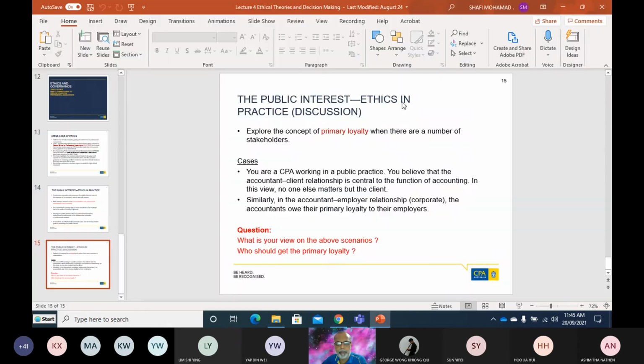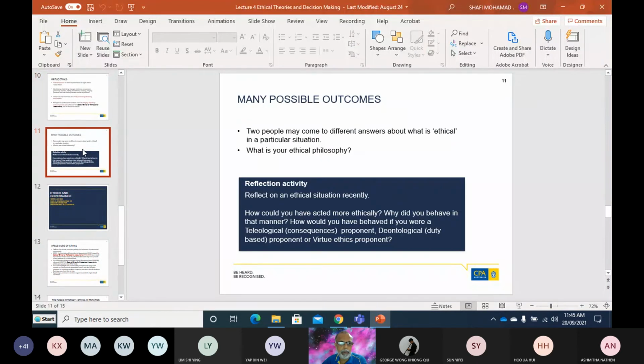Let me bring up the slide here. This one here. What is your ethical philosophy? I'm not asking about other people's ethical philosophy. I'm asking about your ethical philosophy. So reflect on an ethical situation recently. Only you know. This is something that you encountered. It could be in a supermarket, in a hotel, in a government department or wherever. Reflect on an ethical situation recently. How could you have acted more ethically? Why did you behave like that in the first place? How would you have behaved if you were a teleological or consequences person?